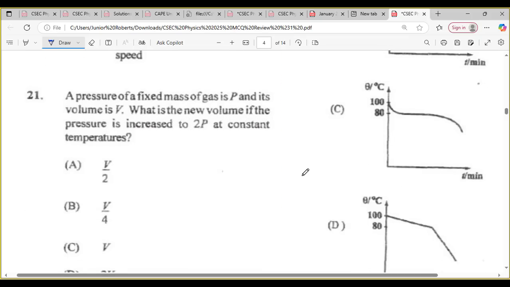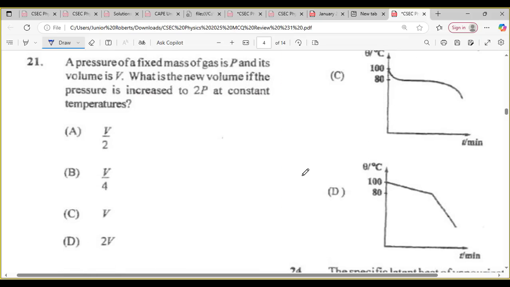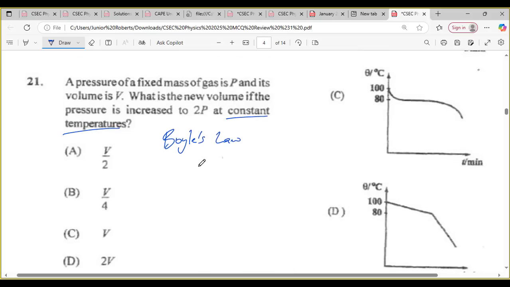All right, next question, 21, says a pressure of a fixed mass of gas is P and its volume V. What is the new volume if the pressure is increased to 2P at constant temperature? So we have constant temperature, so we should think about Boyle's law for this question.